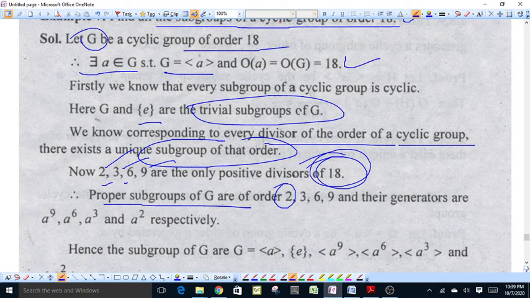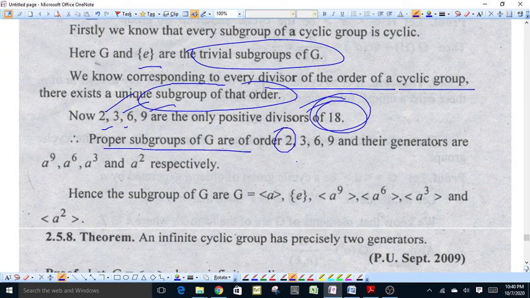Therefore, proper subgroups of G are of order 2, 3, 6 and 9, and their generators are a raised to power 9, a raised to power 6, a raised to power 3 and a raised to power 2 respectively. Hence, subgroups of G are the group generated by a, the group generated by e, which is a raised to power 0, and those generated by a^9, a^6, a^3 and a^2.